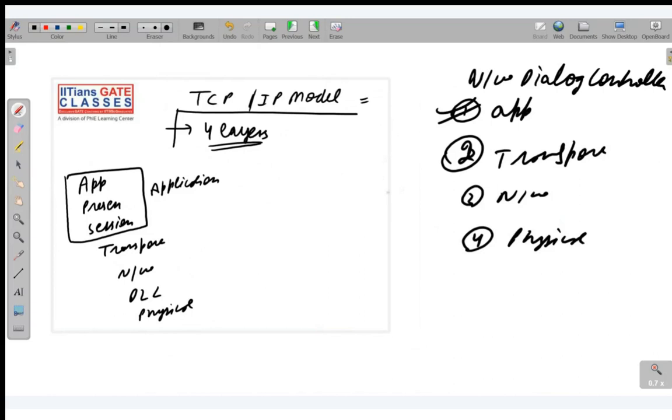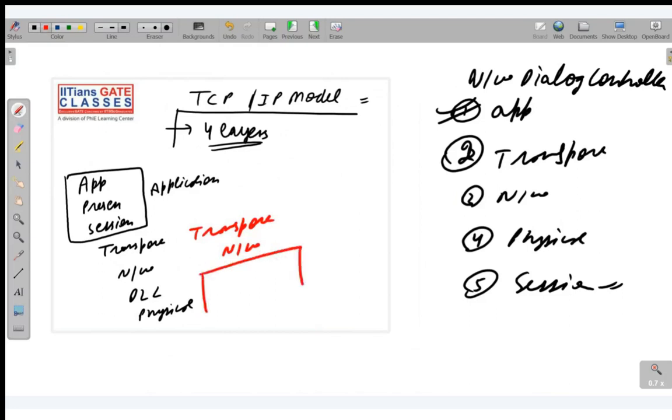If they say session layer as the option, then you will say the question is related to OSI model. Session layer and presentation layer are not in this TCP/IP model. All these three layers are combined into one layer, that is application layer. Transport layer is transport only. Network is network only. And these two layers are combined and they call it host to network layer. This was your TCP/IP model. So only four layers: first layer, second layer, third layer, and fourth layer.